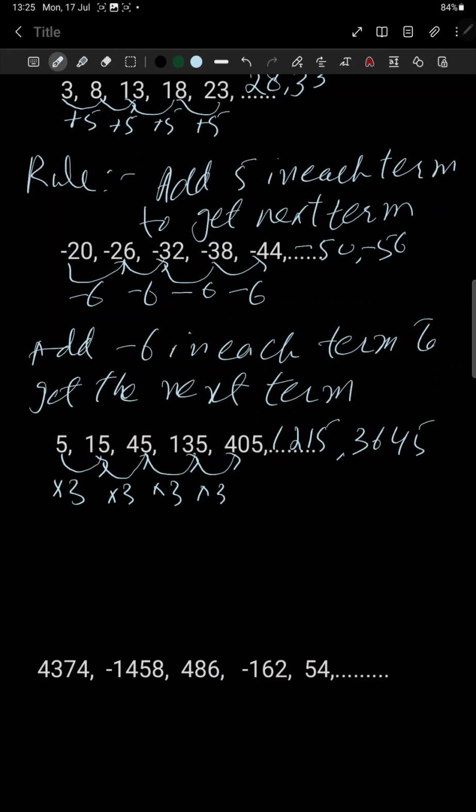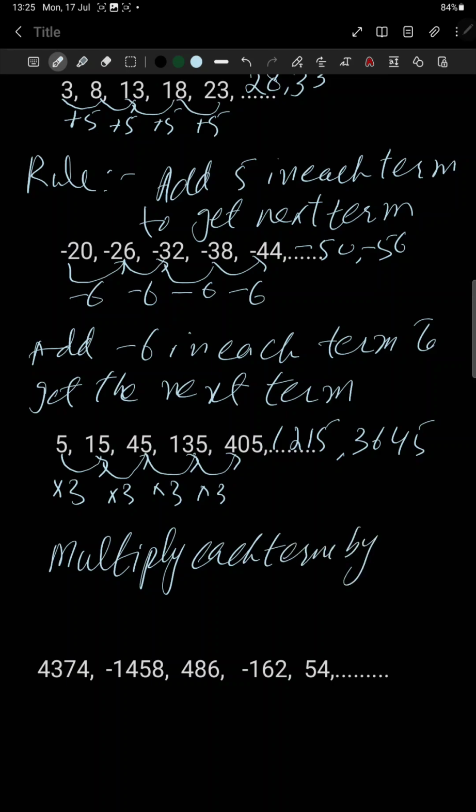So what is the rule over here? Multiply each term by 3 to get the next term.